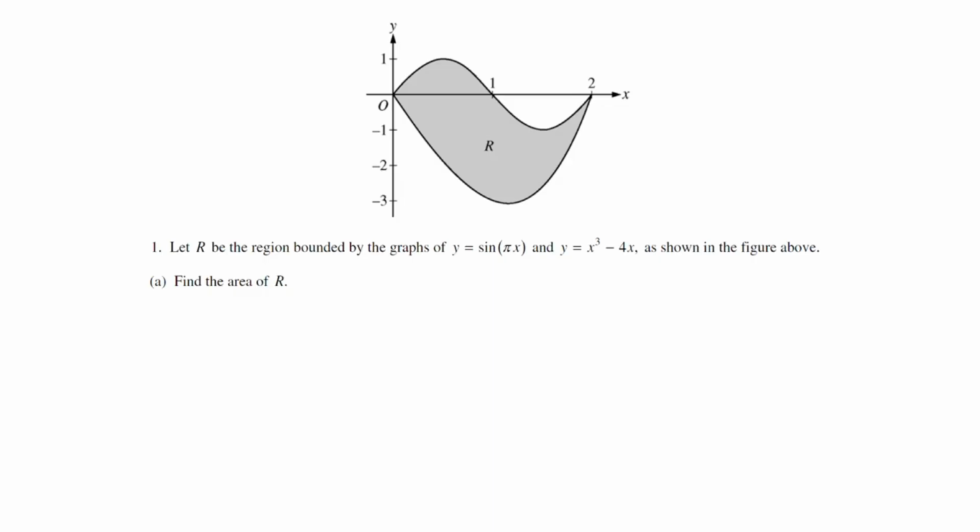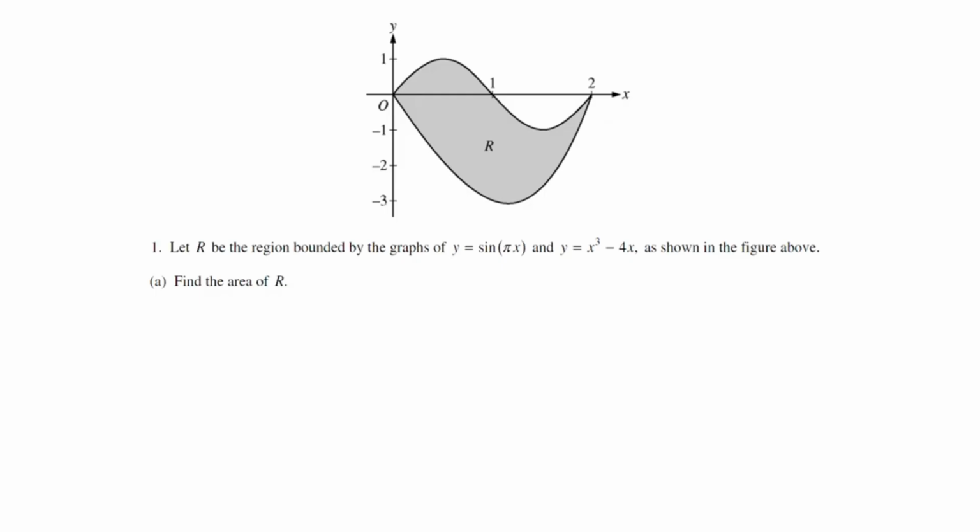All right, this is problem number 1 from the 2008 AP Calculus AB exam. This is an area and volume FRQ. We're given region R, which is the region bounded by sine pi x and x cubed minus 4x. So we want to first find the area of region R.